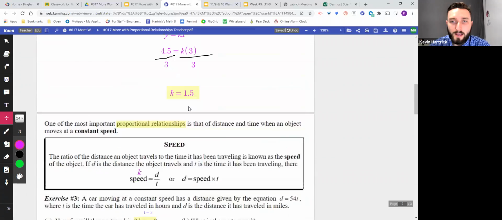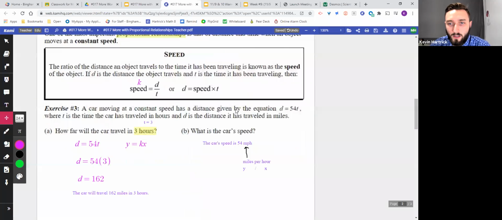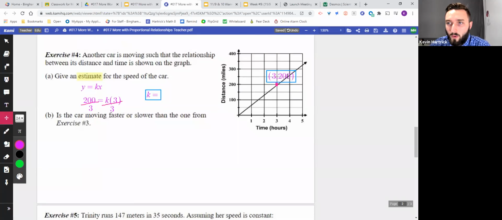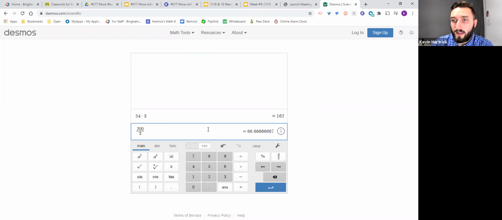Does that make sense? Yes, because remember, in order to find the constant of proportionality, we take y and divide it by x. What am I doing here? I'm taking my y value, which is 200, and I'm dividing it by my x value, which is 3. So if you like to memorize formulas like that, memorize: in order to get k, you do y divided by x. Okay, so let's actually do that. 200 divided by 3 gives me 66.6.